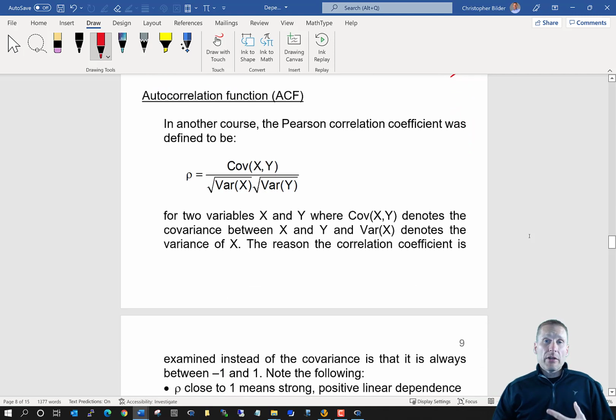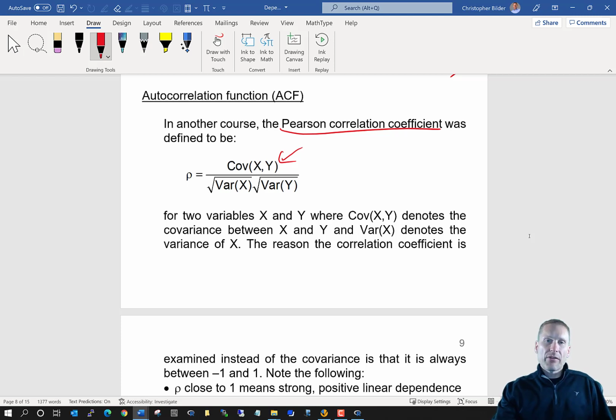Now, in another class, when you've talked about the covariance, the covariance is a nice measure of the linear dependence between 2 random variables. But there is one problem with it. And that is there's not necessarily an upper bound for what the value can be for a covariance. There's not a lower bound. And so instead what you typically work with is what's called the Pearson correlation coefficient. So if I have simply just 2 random variables, x and y, not in a time series context, the Pearson correlation coefficient rho is the covariance between x and y divided by the square root of the variance of x times the square root of the variance of y.